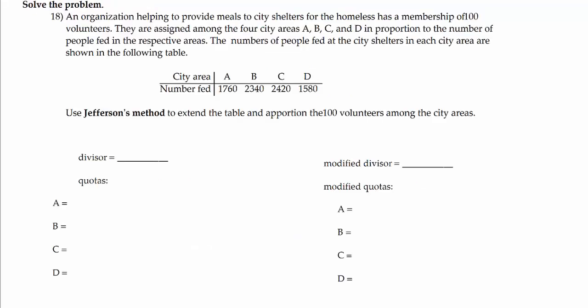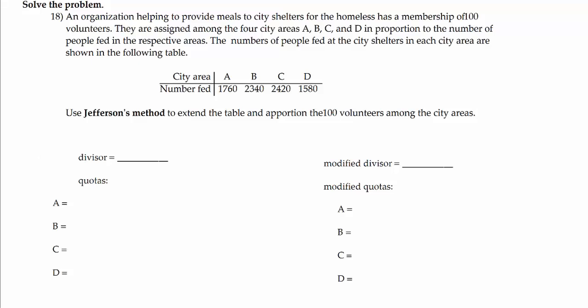For number 18, an organization helping to provide meals to city shelters for the homeless has a membership of 100 volunteers. They are assigned among the 4 city areas A, B, C, and D in proportion to the number of people fed in the respective areas. The number of people fed at the city shelters in each area are shown in the table below. So they want me to use Jefferson's method to extend the table and apportion the 100 volunteers among the city's areas.